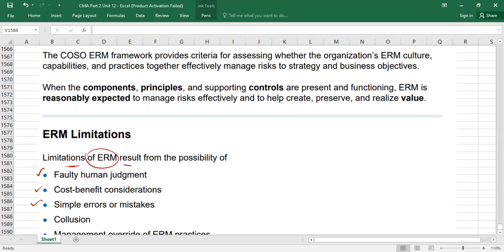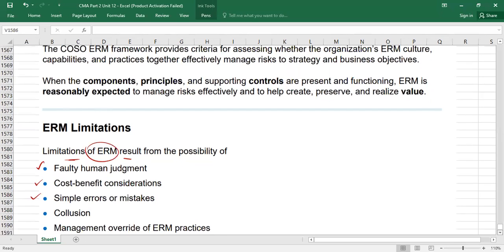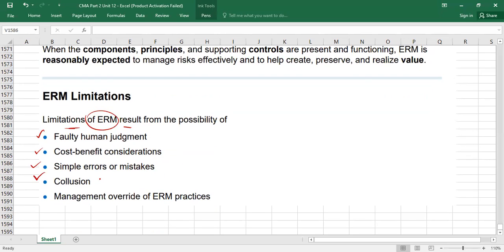Sometimes we have collusion. Collusion is what? For example, maybe I'm saying that solution A is better, you are saying that solution B is better, so we may collude on this. This is what is called collusion. And management override of ERM practices also. Sometimes management intentionally doesn't follow the practices of ERM. This could be a limitation. Due to these limitations, maybe you will not get the desired result. Okay, guys, so these are ERM limitations. This is theory, and mainly here you have to memorize these points also. So thank you so much, guys.